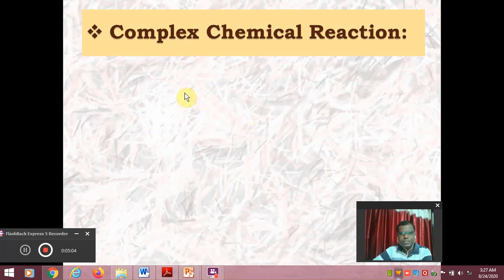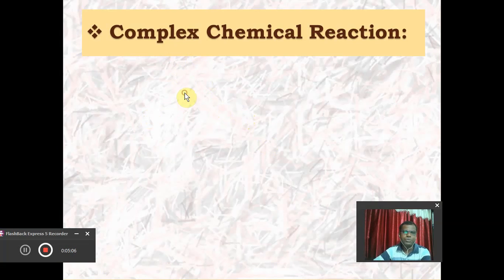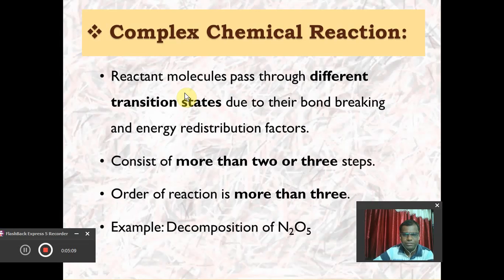So before discussing the rate of complex reactions, we should know what a complex reaction is. The word complex itself indicates that these are reactions in which more than two or more than three reactant molecules are responsible for deciding the rate of reaction. It means that these types of reactions have an order greater than 3. This is very simple, and that's why we are able to explain this.